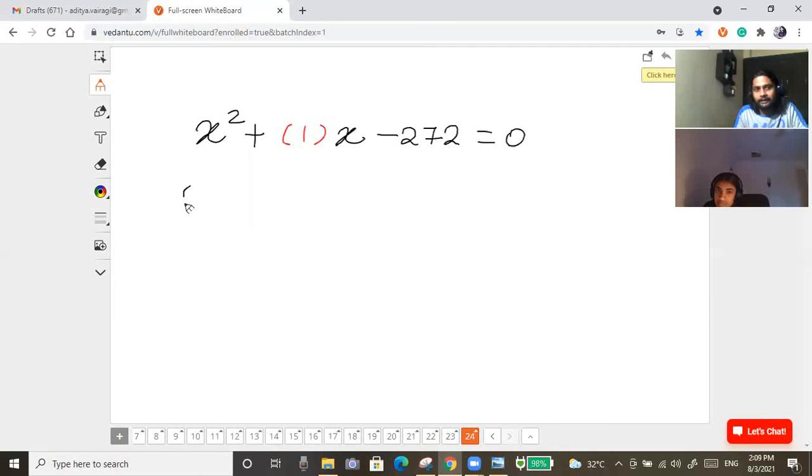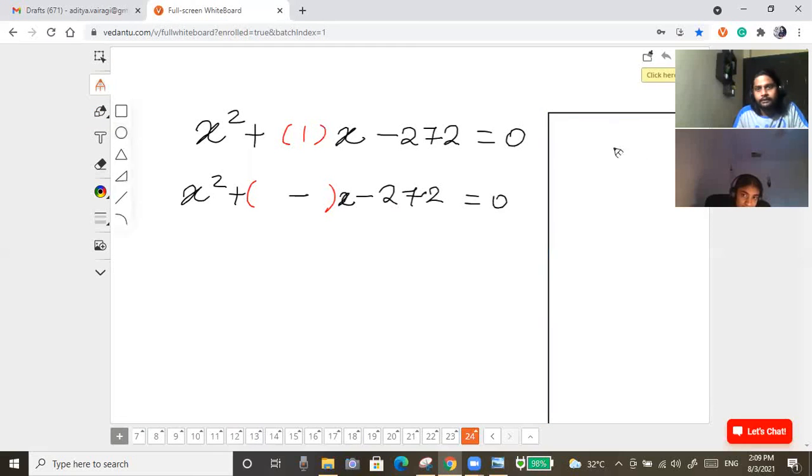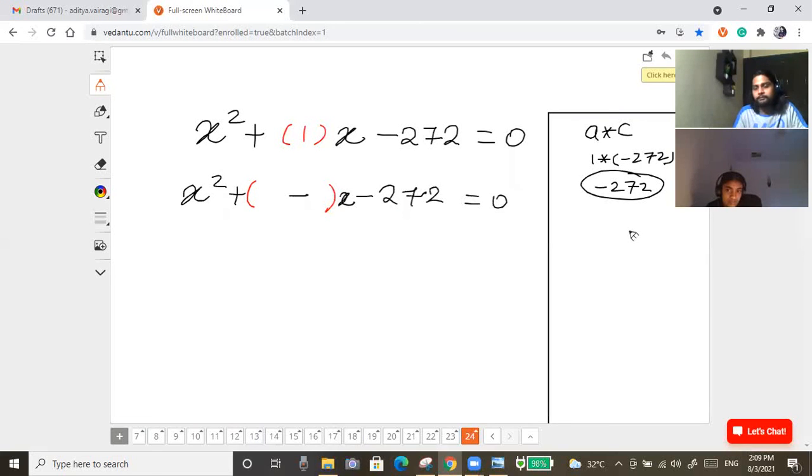And so we have to split the middle term again. What sign will you have to use? Can you just guess? Negative. Subtraction sign you will have to use, because C is negative this time. So one thing is clear: when you multiply A and C, let's quickly do this. A times C is 1 times negative 272, which gives you negative 272. That's a negative number, so perform subtraction.